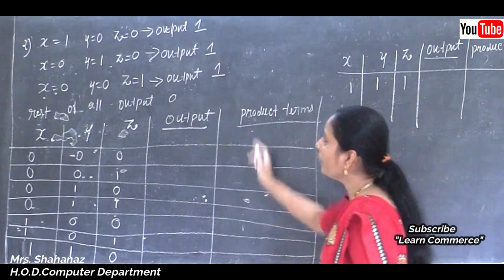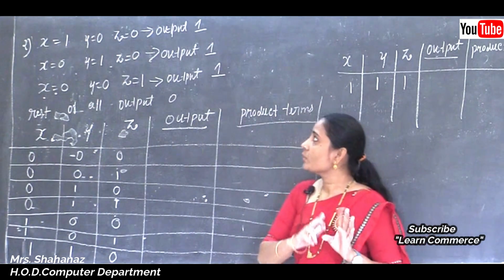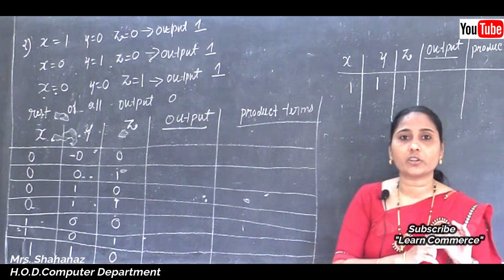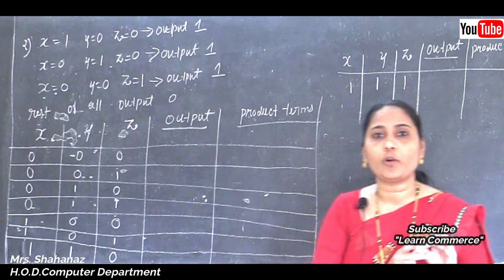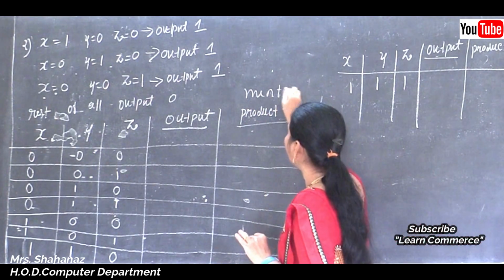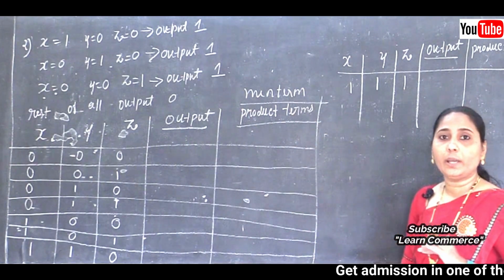So now we know that three variables are there, the variables named x, y, z, and also we need to take one more column for the output, and the last column for our product terms, that is also called the min term. Okay, the product terms are equal to the min term.